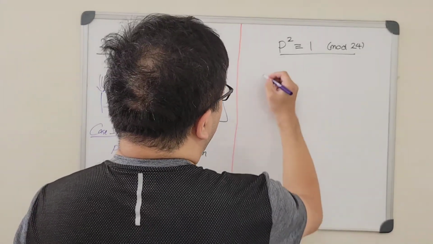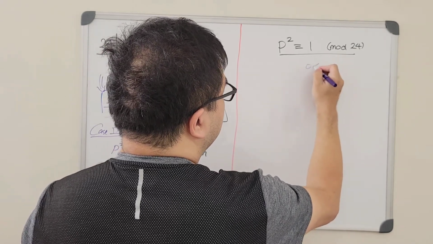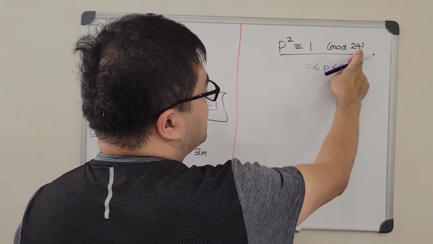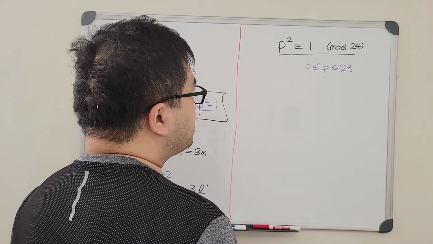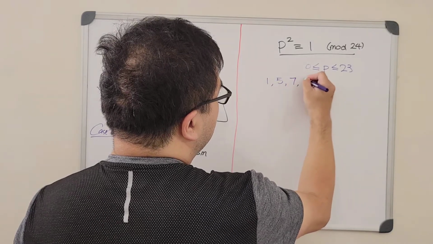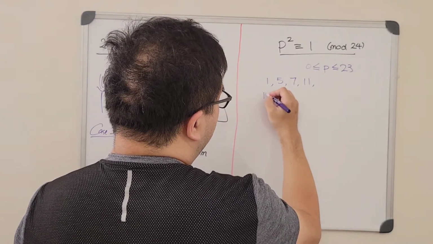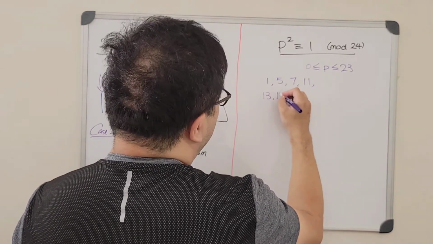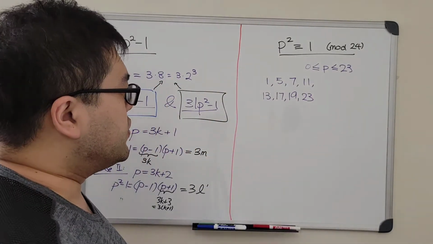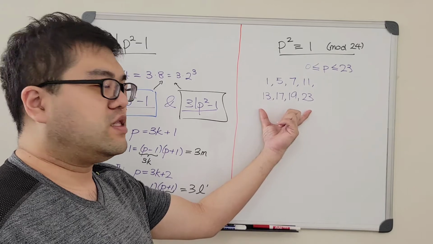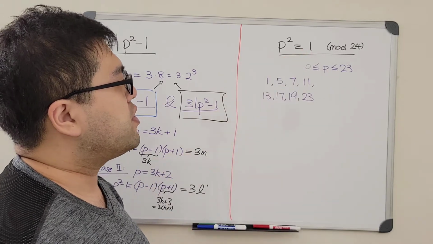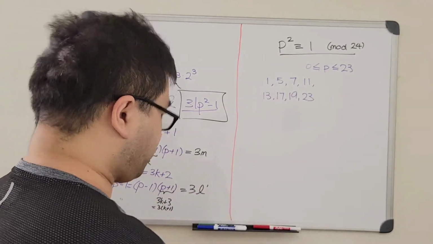Okay, so if we consider the numbers from 0 to 23, which is 1 less than the modulus, the numbers that are relatively prime would be 1, 5, 7, 11, 13, 17, 19, and 23. So it means that we just need to check these 8 numbers and substitute in to see if we'll be able to get the statement p squared is congruent to 1 mod 24.